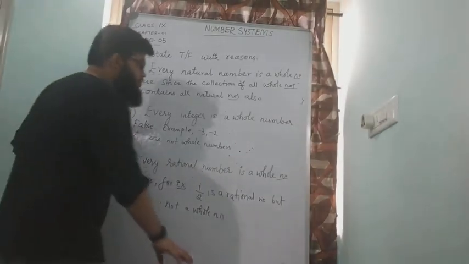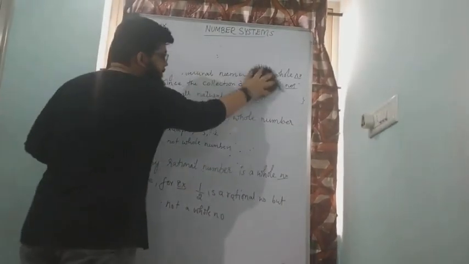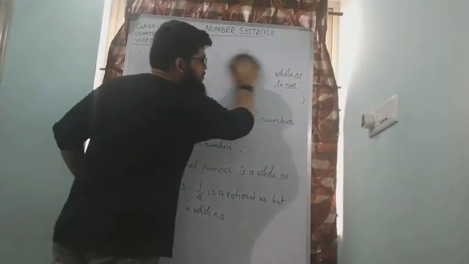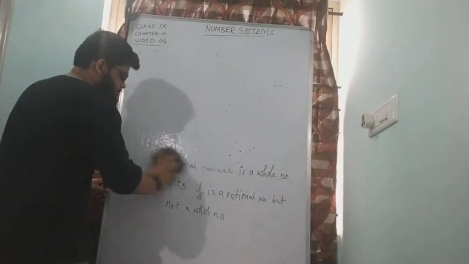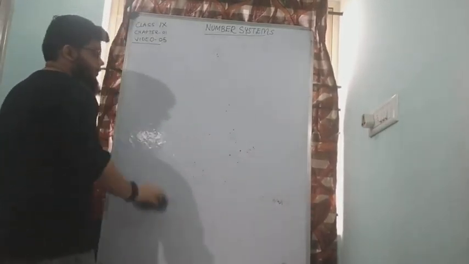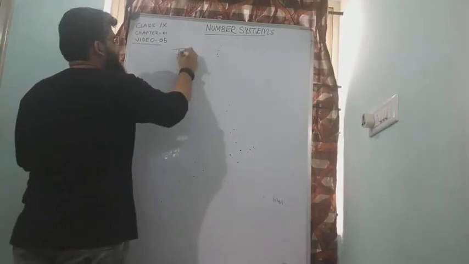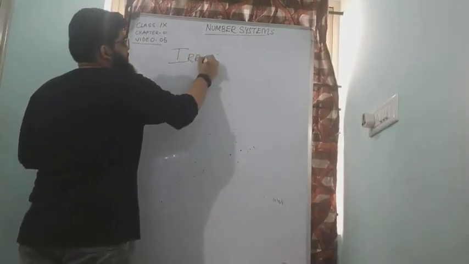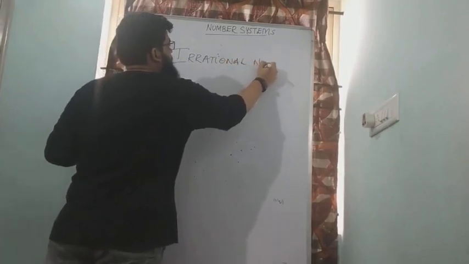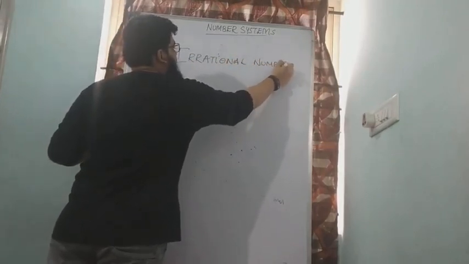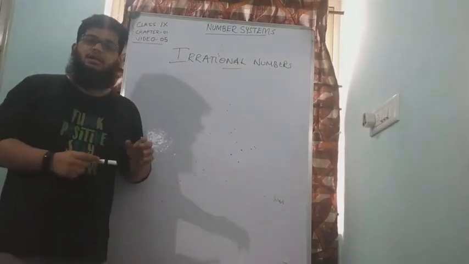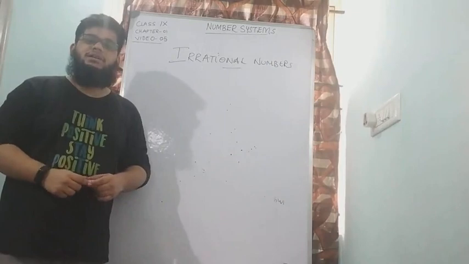Let us begin our next topic. I'll just give the introduction and stop. And in the next class, we will see in detail how to solve problems on the next topic. So our next topic is called irrational numbers. How is it different? Right? I would say it is the opposite of rational numbers.